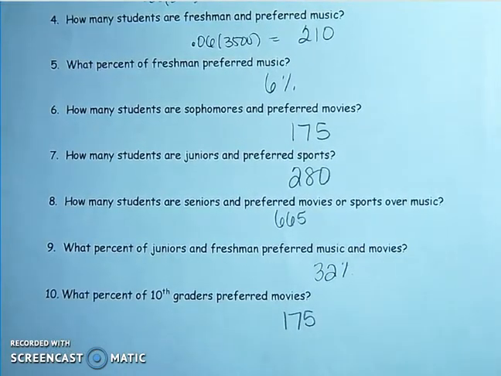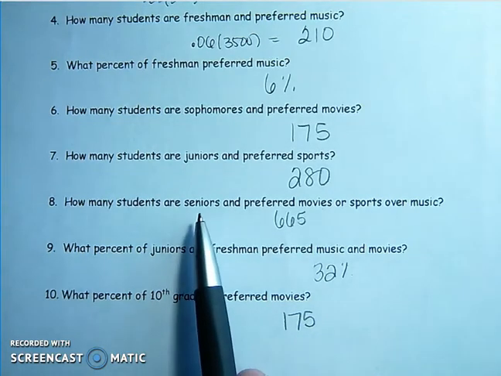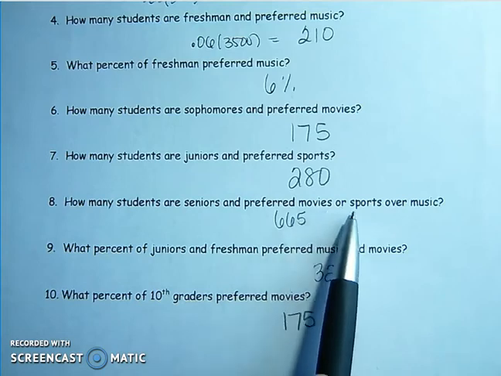Alright, number 6 says how many students are sophomores and prefer movies. Sophomores and movies is 5% out of the 3,500, so that's 175 students. How many students are juniors and preferred sports? That would be 8% out of our 3,500.